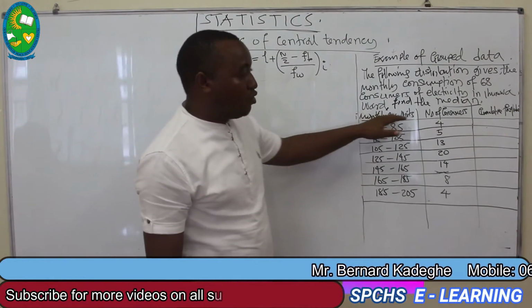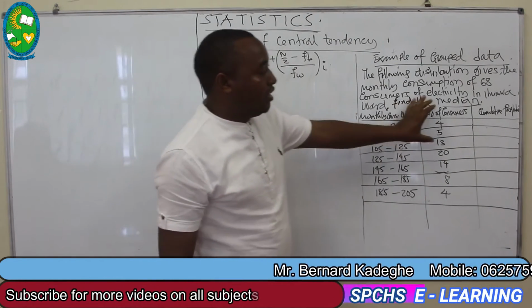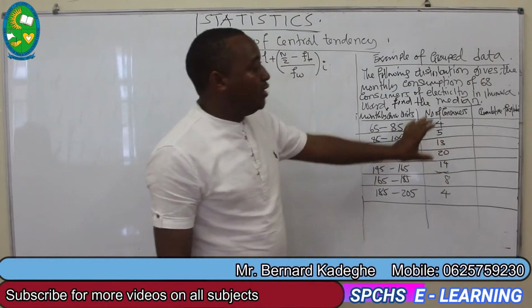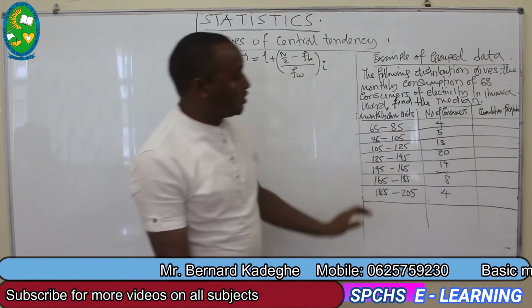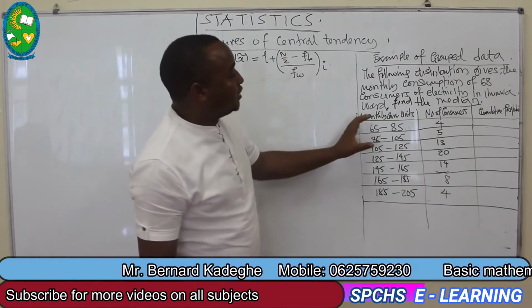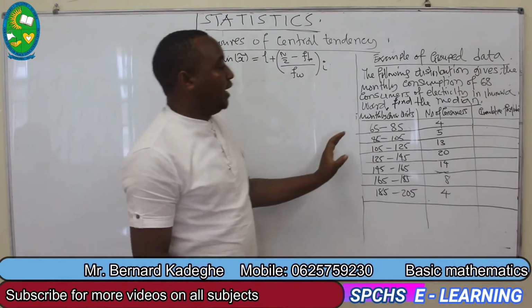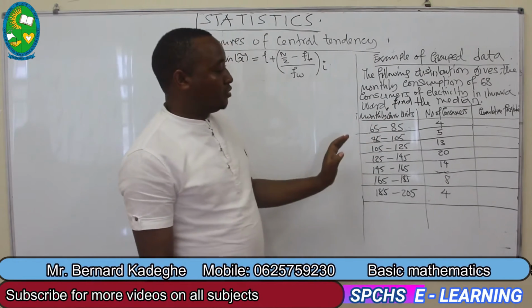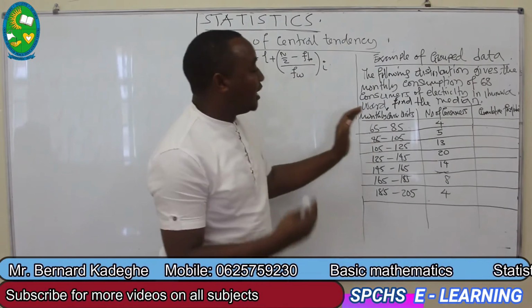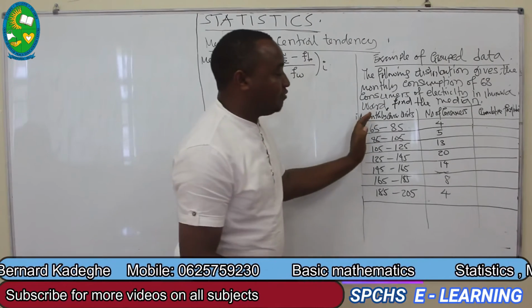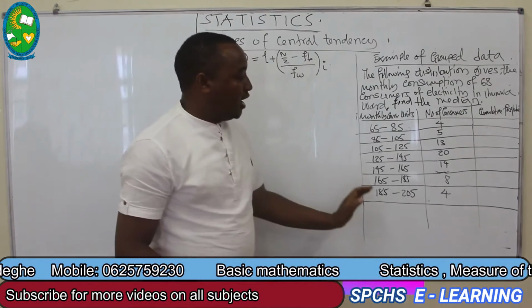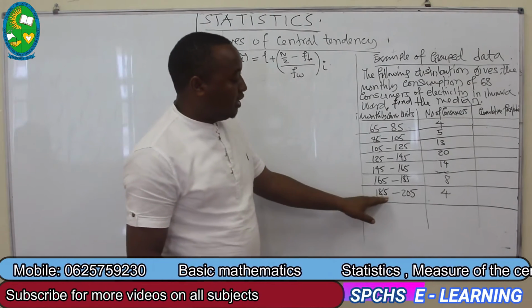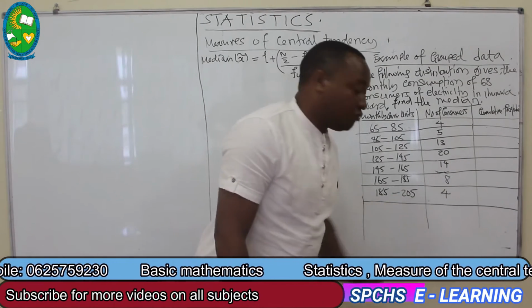It shows monthly consumption in units. We have the number of consumers, and we have what we call cumulative frequency. I will explain one by one. This monthly consumption is grouped into units. So the consumers that are using the units between 65 to 85, from 85 to 105, and the last unit is 185 to 205.